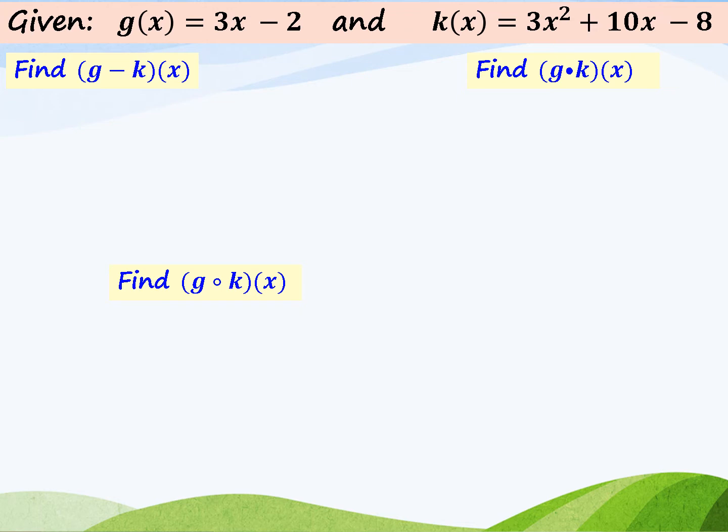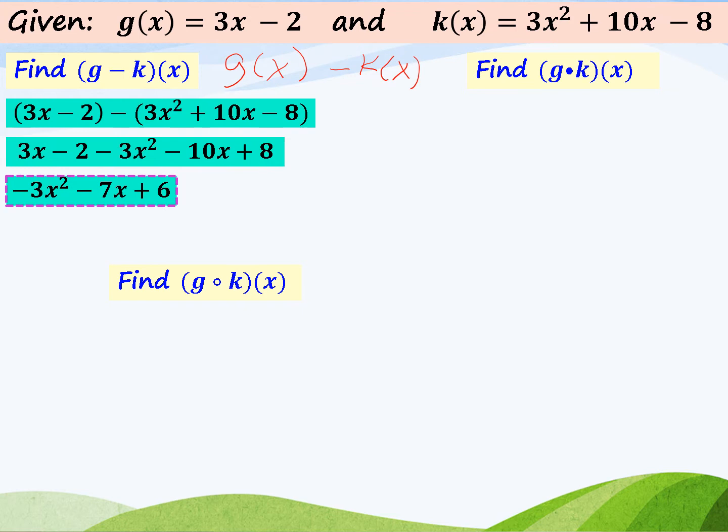Okay, let's look at our first one. It says find g minus k of x. Well, if you remember back on function operations, that's the same as g of x minus k of x. So what I've done here is notice that I've put them in parentheses. And the reason I've put them in parentheses is because I'm not just subtracting 3x squared, I'm subtracting the quantity 3x squared plus 10x minus 8.